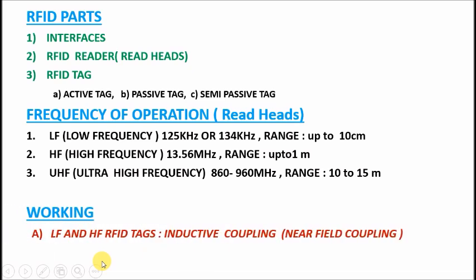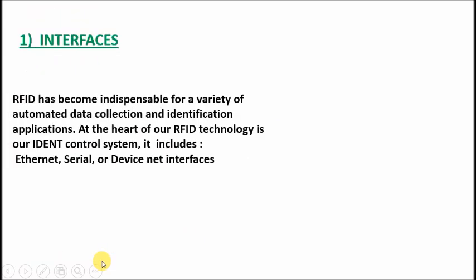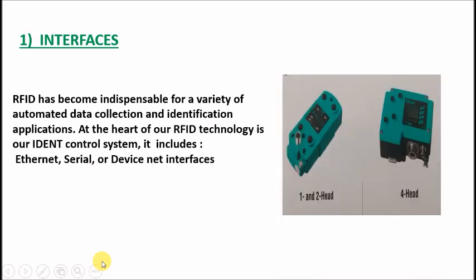The working is based on inductive coupling. LF and HF RFID tags work on inductive coupling, and UHF RFID tags work on electromagnetic coupling. Interfaces have become indispensable for a variety of automated data collection and identification applications. At the heart of our RFID technology is our ident control system. It includes Ethernet, serial, and DeviceNet interfaces. It is one of the manufacturer's interface modules, which has 1 and 2 head and also 4 head versions.